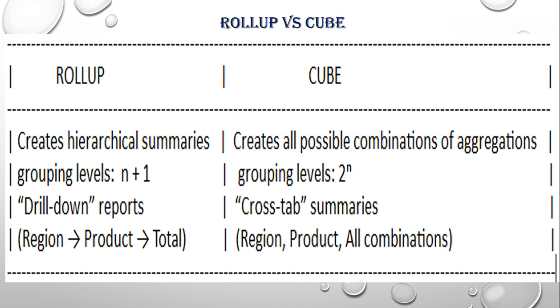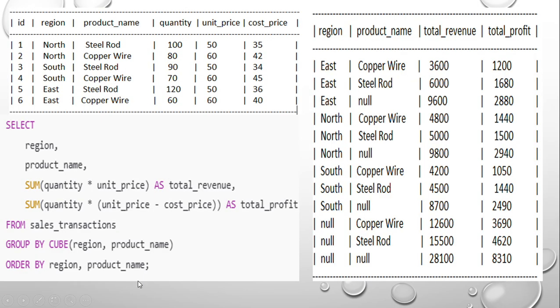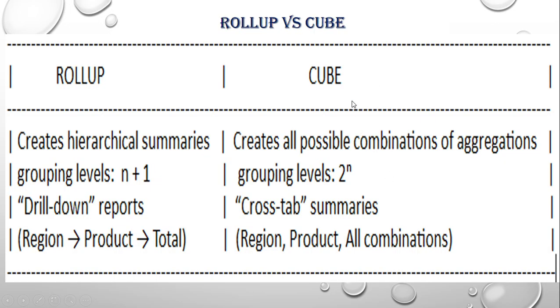I have previously used a ROLLUP function, so I want to check how it is different. The ROLLUP function creates hierarchical summaries, whereas CUBE creates all possible combinations of aggregations. Here the grouping levels are n plus 1, where n is the number of categories we are using in the function. Here in the CUBE function I am using 2 categories, so n will be 2.